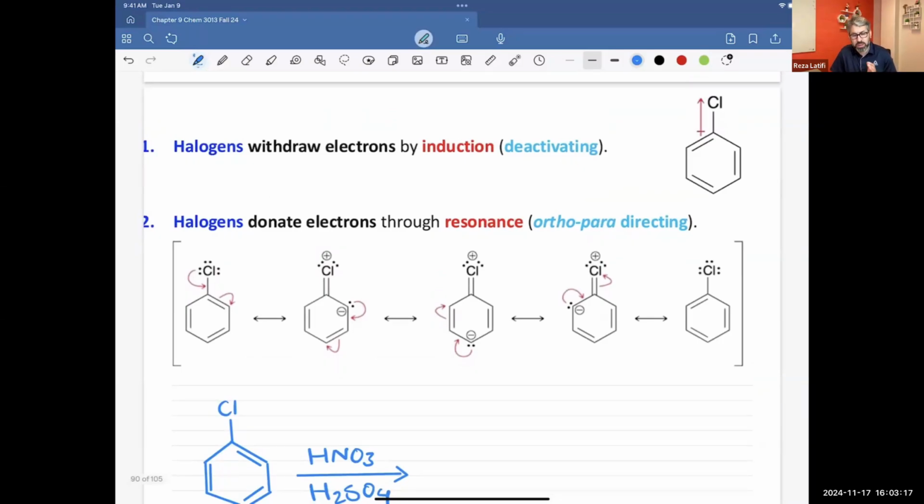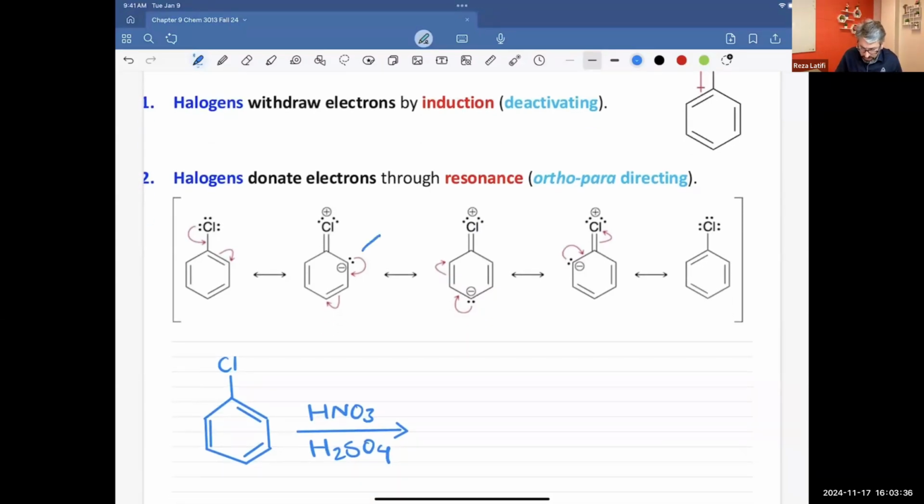halide. Halides have higher electron density than other elements, so they will apply a pulling effect through induction. Okay. Now, halides have lone pairs, and because they have lone pairs, they can share them with the ring. And if that happens, we can have negative charges on the ortho position or a para position, okay, but not the meta, okay?